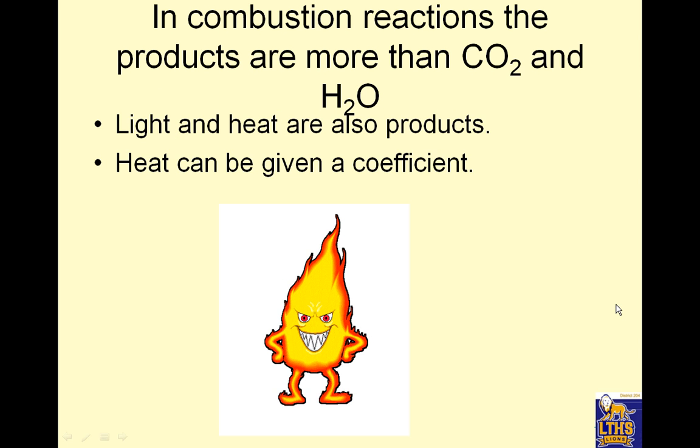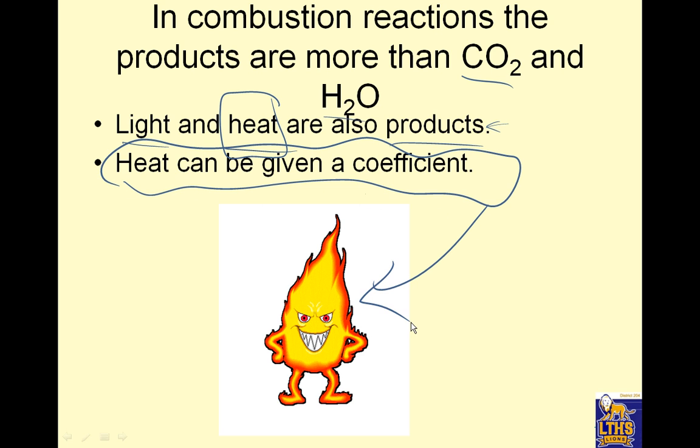All right. Two other things we're going to learn here. You know, combustion reactions always give off carbon dioxide and water because they're burning stuff. That's not the only thing they give off. They also give off light and heat. So we're going to start treating heat as a product or as a reactant. In combustion reactions, it's going to be a product. In other reactions, it could be a reactant. So heat can be given a coefficient. Look at that, heat.